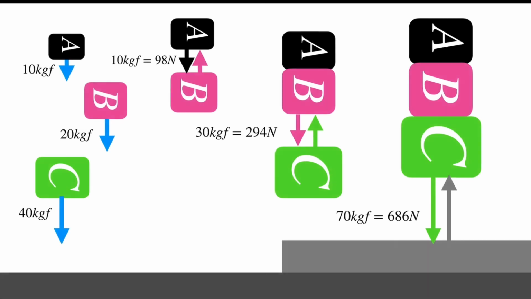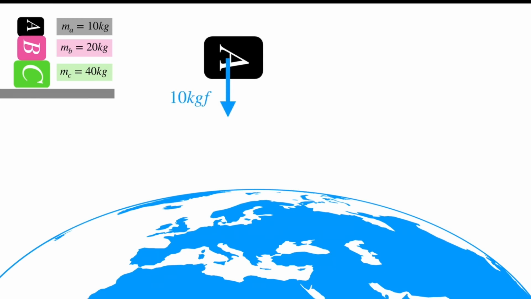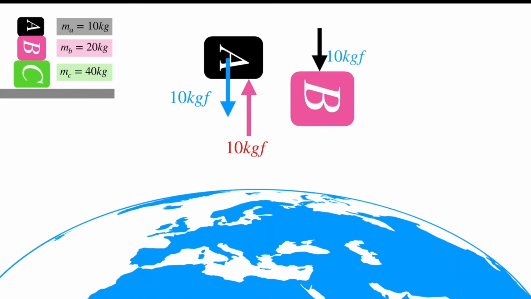Let's see each block for the net force. Block A: gravity pull of 10 kg force is balanced by a normal force by block B on A and keeps block A at rest. What about block B? A normal downward force by block A of 10 kg force plus gravity pull on B of 20 kg force is counterbalanced by a normal upward reaction force by block C on block B.